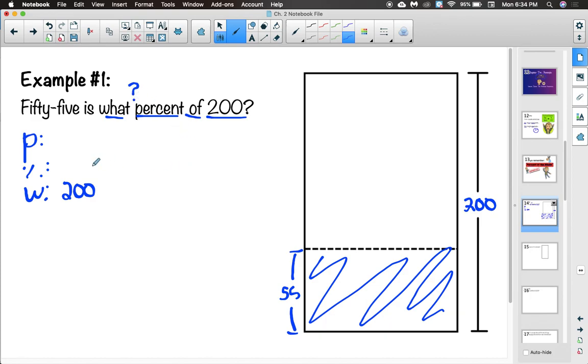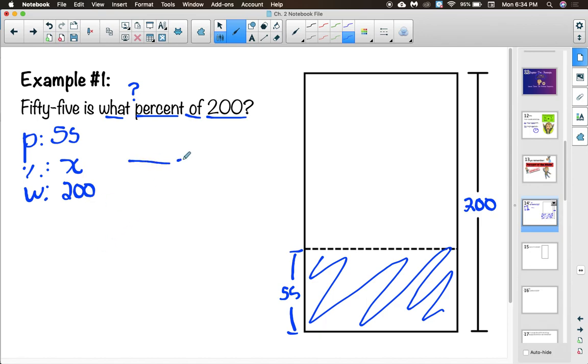We don't know the percent. We're going to try to solve the percent. So there's our variable x. And 55 is the part of that container that we're looking for. 55 is how full we filled our 200 ounce container. So the part is 55, the whole is 200, and we're looking for the percent.